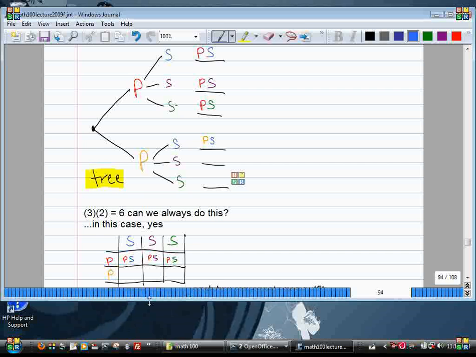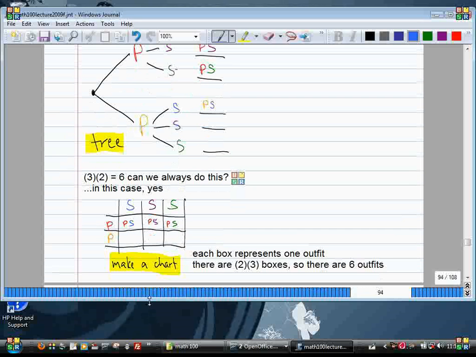Yeah. But here's the point, is that what we did is we created a rectangle that has one dimension of 3 and another dimension of 2. Well, the area, if you like, is going to be 3 times 2, which is 6. But what does that have to do with pairing shirts with pants? Well, every box represents one outfit. And that's the whole point.